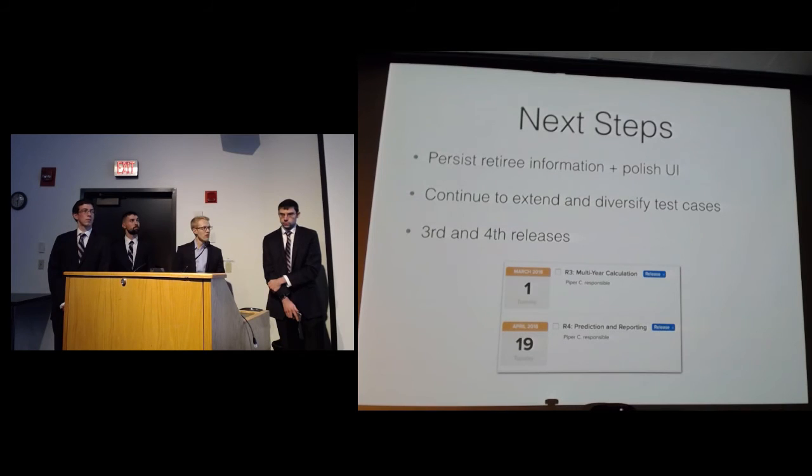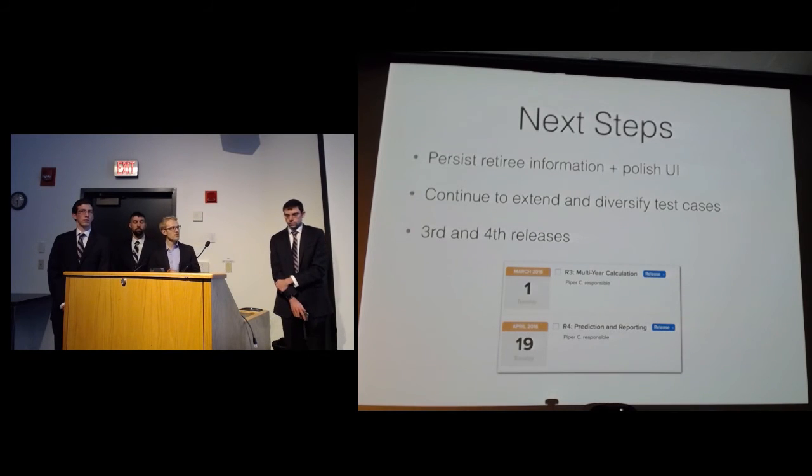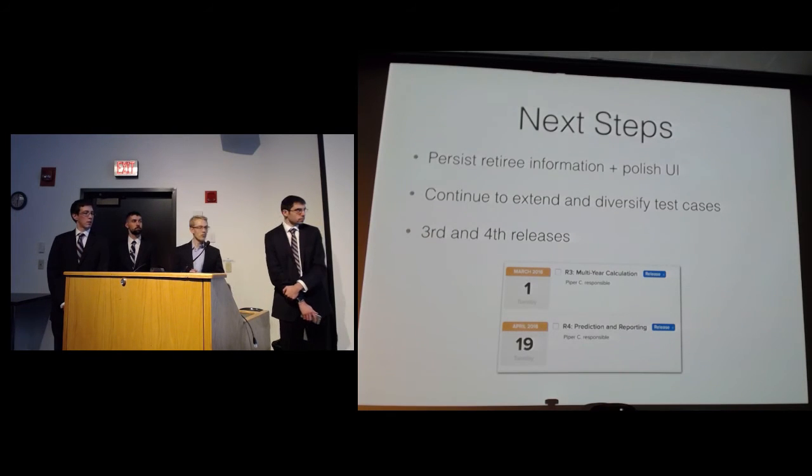So moving forward, our next steps are going to be spending one iteration in spring on polishing the UI and building our persistent database for account information. And then we're going to continually acquire more test cases and look at edge cases in the calculation to see if we're missing anything. Currently all our tests are passing, but there's always going to be an edge case we want to examine. And we have our last two releases coming up in the spring semester.